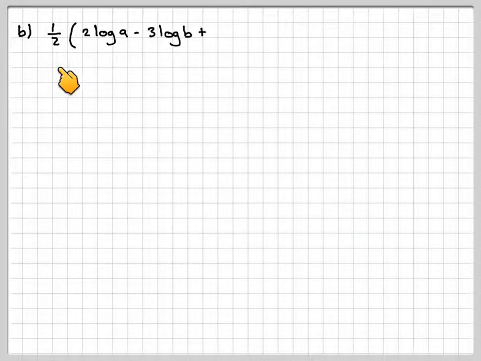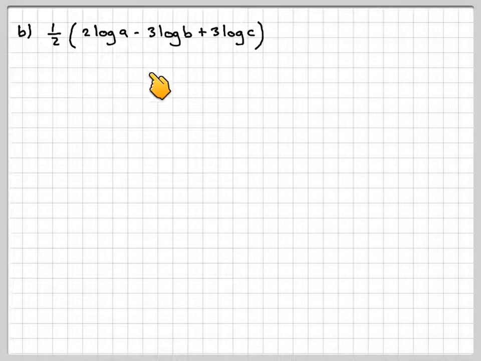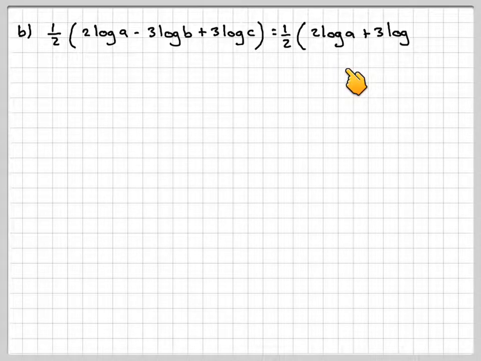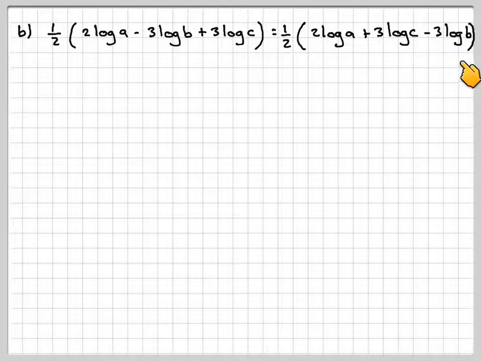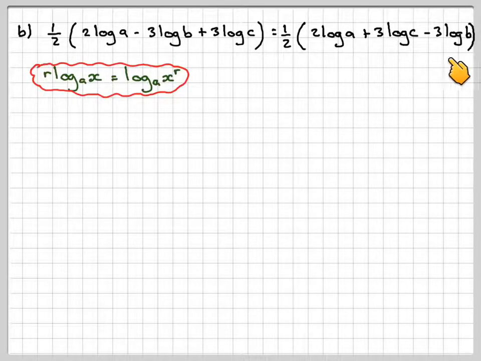Looking at b, we've got a half brackets 2 log a minus 3 log b plus 3 log c. And by the way, if there's no number in there, this is base 10. Now we've got a minus and a plus, so we're just going to swap these two over to begin with. So we've got a half brackets 2 log a plus 3 log c minus 3 log b. We'll deal with the half at the end. So dealing with this bit here, dealing with the numbers in front, first.